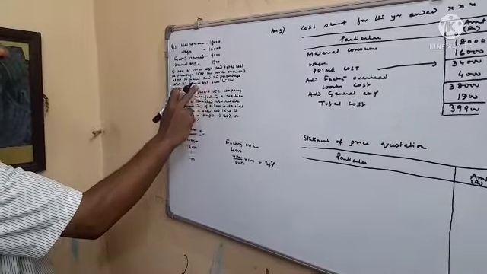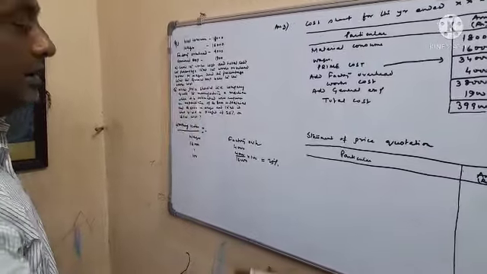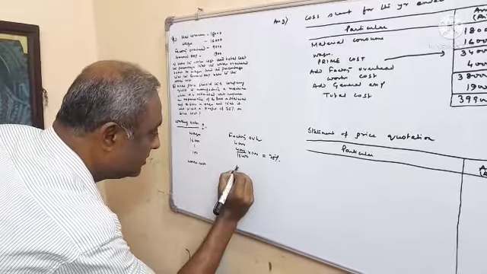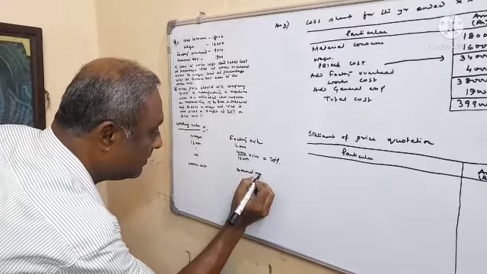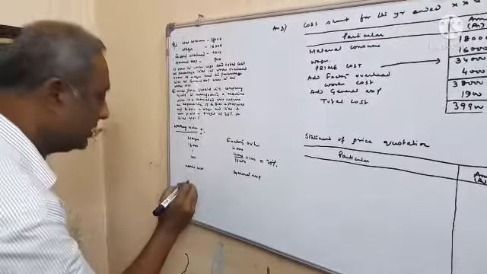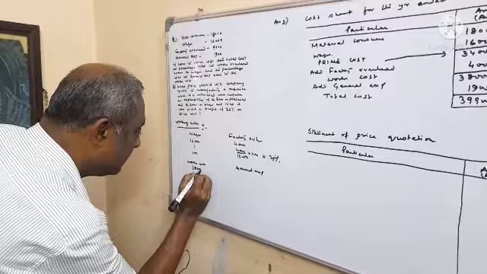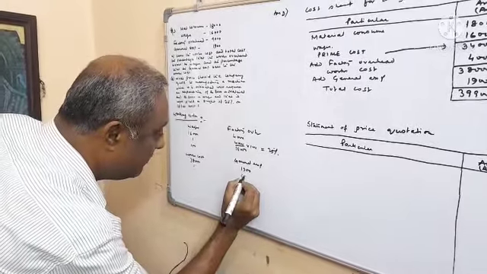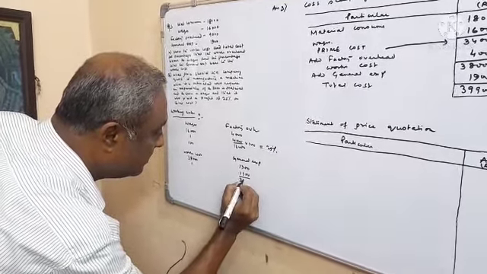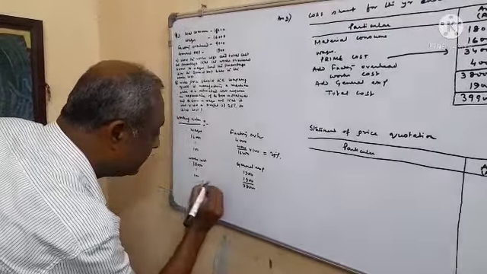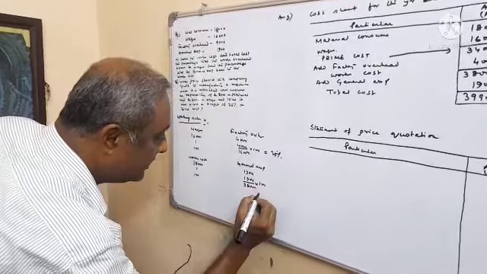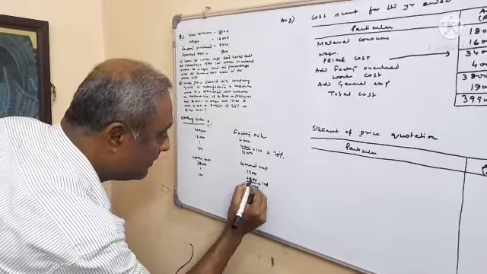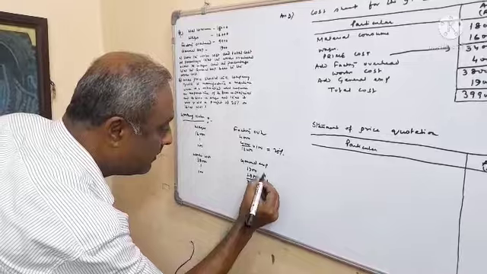General expenses as a percentage of work cost. Again I am writing work cost, general expenses. When work cost is 38,000, general expenses 1,900. When it is 1,900 divided by 38,000 into 100, equals to 5%.